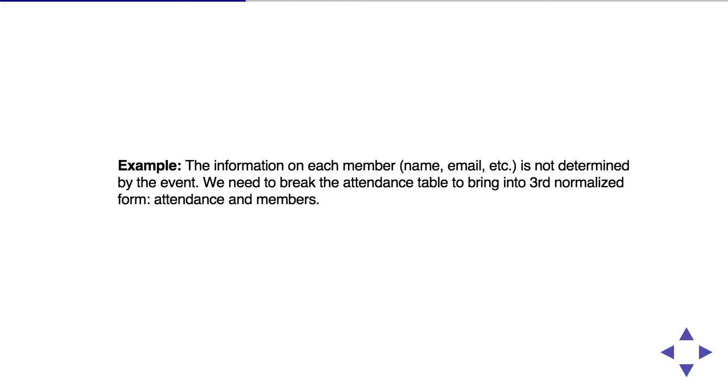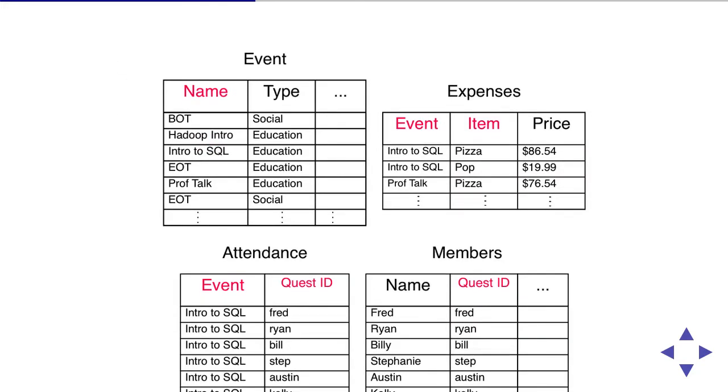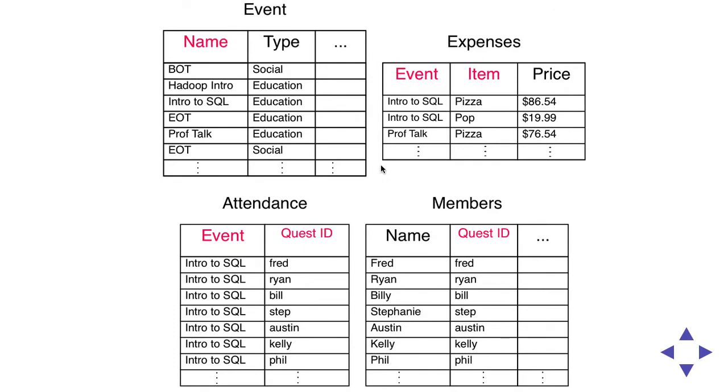member down to events, so we now have events, expenses, attendance for each event, and members. Originally we had one thing that's really hard for computers to handle. Now we broke it up into 4 different parts, where we minimize as much as we can any redundancy.